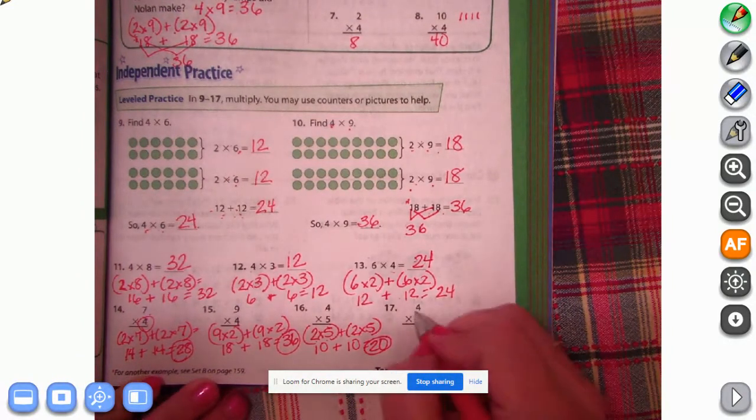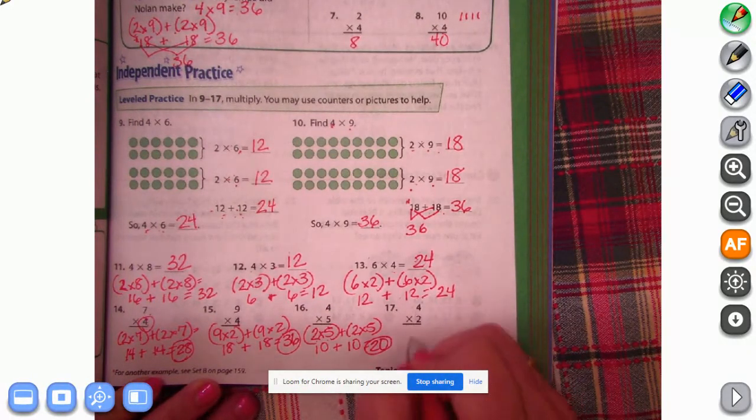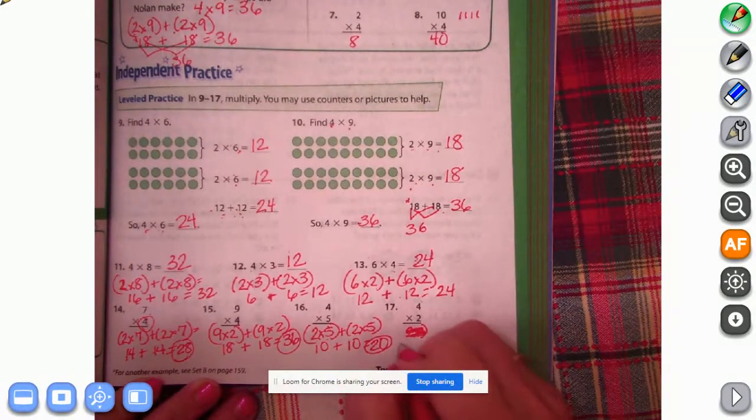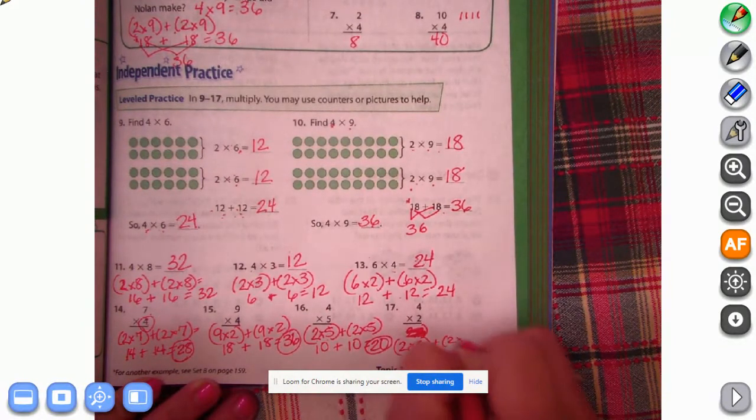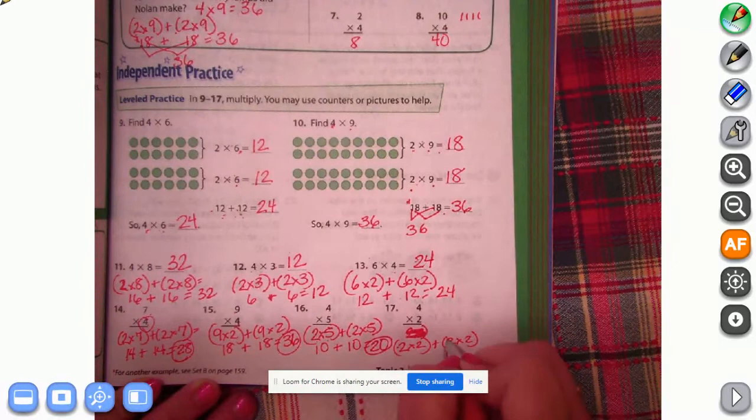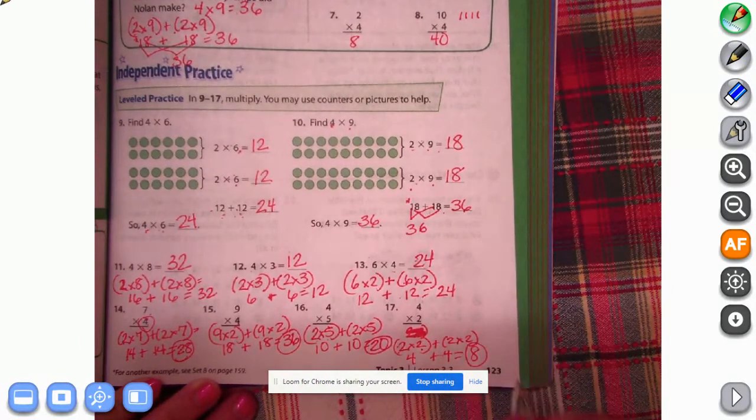All right, and 4 times 2. Oh my goodness, this is going to be kind of crazy. We're going to break up that 4. 2 times 2. Oops, let me scribble that out. 2 groups of 2 plus 2 groups of 2. 2 plus 2 is 4. Okay, so 2 times 2 is 4 plus 2 times 2 is 4, which equals 8.